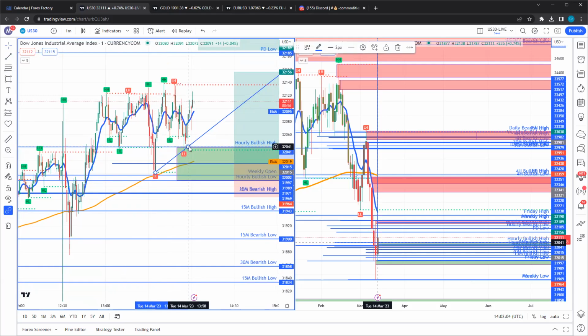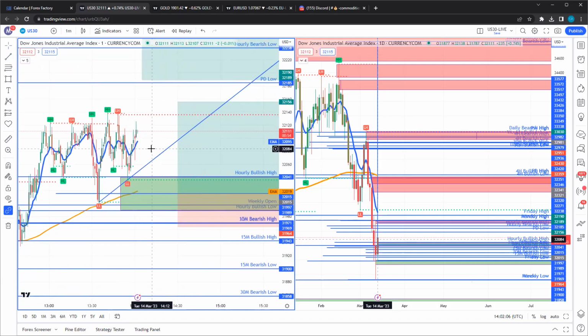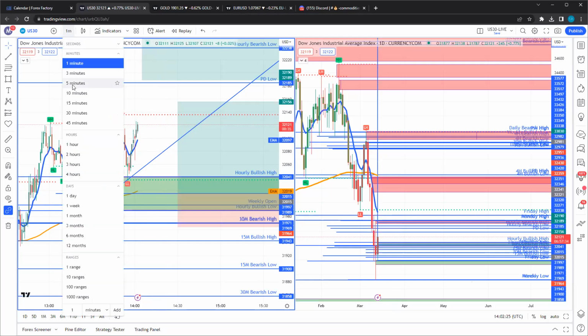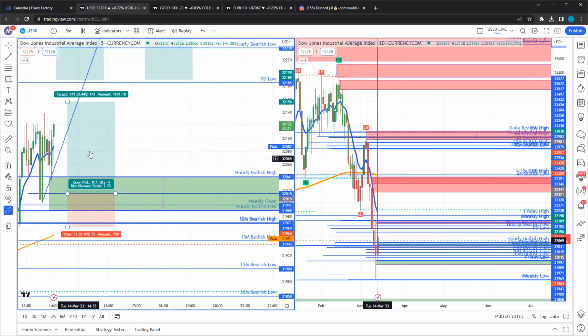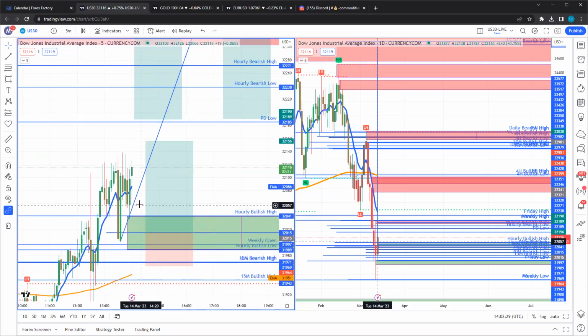So this is what I'll draw for US 30. Remember what our entry is. Our entry is either on the retest of the 9 EMA or retest of structure, which would be this high low right here. Or what's the other one? The 9 EMA and the trend line, or retest of the trend line, right? So if we've drawn that and we trade on the 5-minute, we go back to the 5-minute candle.